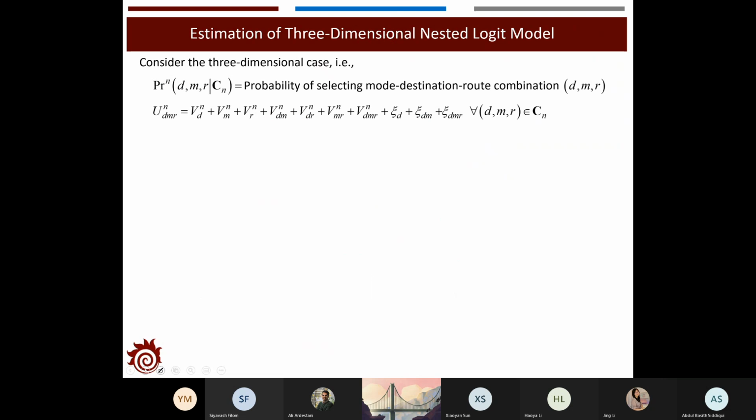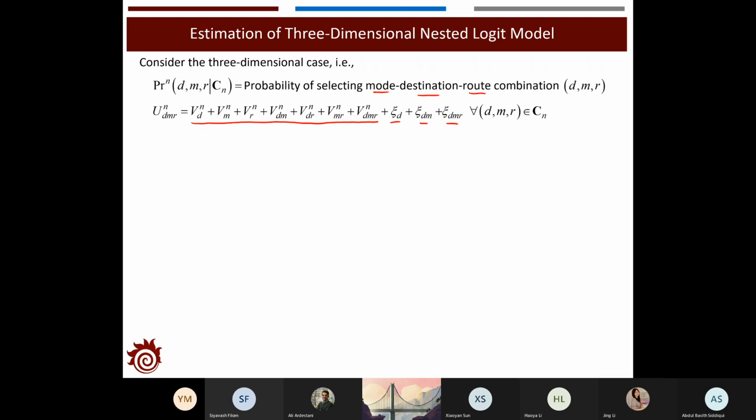But if we extend to three dimensions or even higher dimensions, we also need some ideas about how to extend the calibration method to that more complicated problem. So here I'm just introducing the three-dimensional case. For the three-dimensional case with mode, destination, and route, we have a utility function defined with three random variables: epsilon d, epsilon dm, and epsilon dmr.